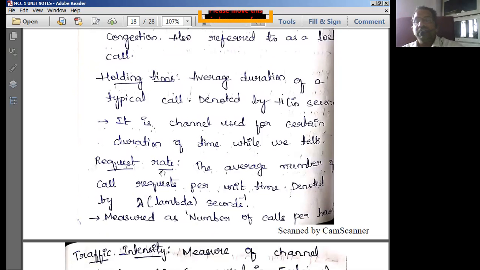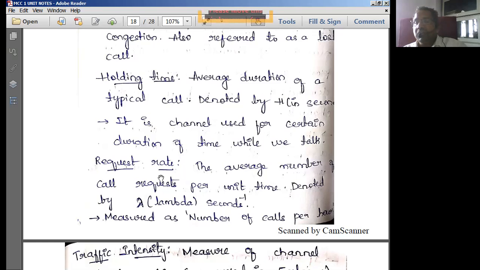The next one is holding time. Holding time is the average duration of a typical call. In a particular base station, imagine there are 100 users. Now the average typical call duration of the users will be calculated. That time is known as the holding time.